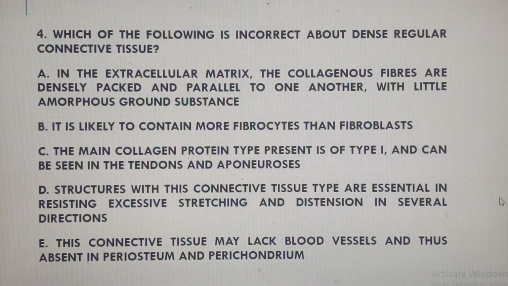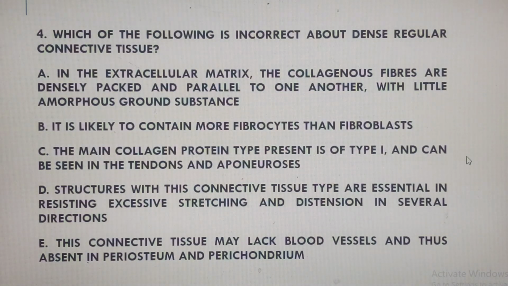We go to question number 4, which says, which of the following is incorrect about dense regular connective tissue? Option A says, in the extracellular matrix, the collagenous fibers are densely packed and parallel to one another with little amorphous ground substance. Yes, that's a very true statement. Being dense means it has a lot of collagenous fibers. Then it is regular because the fibers are running parallel to one another. And because it is a dense type, it will have little amorphous ground substance. That's a very true statement.